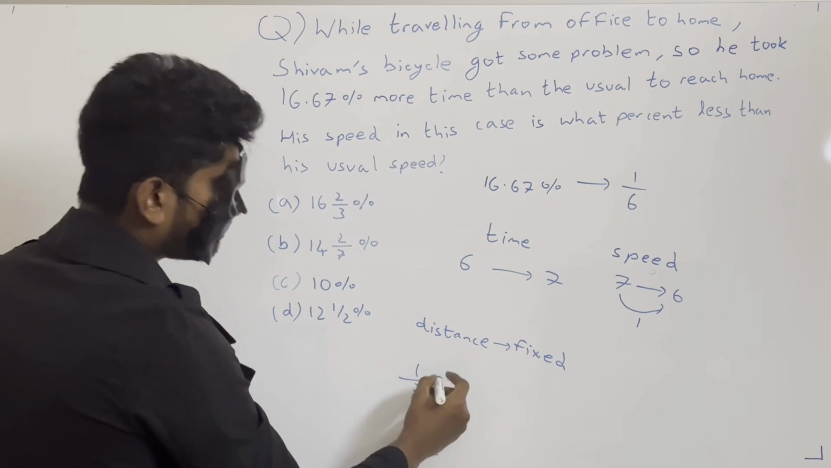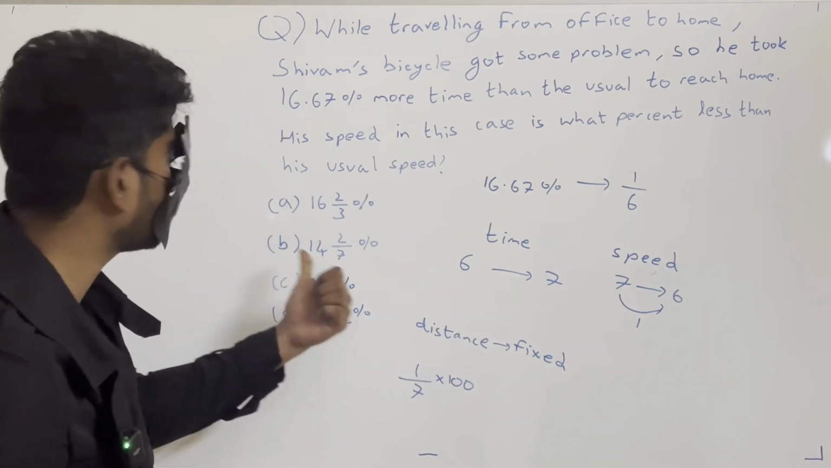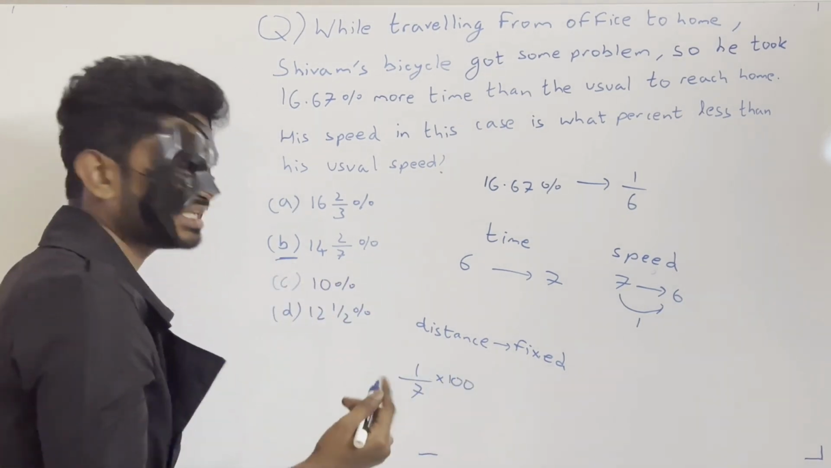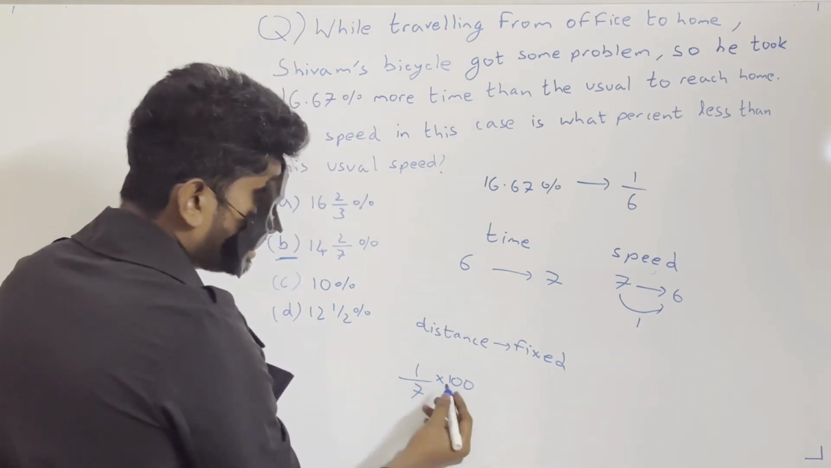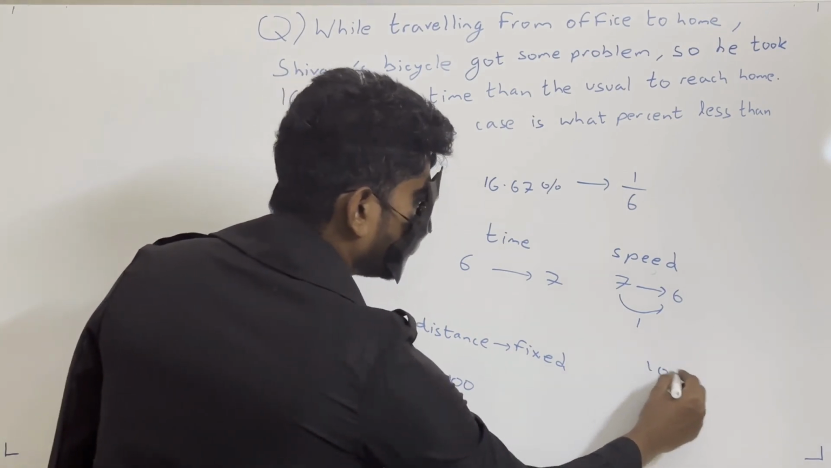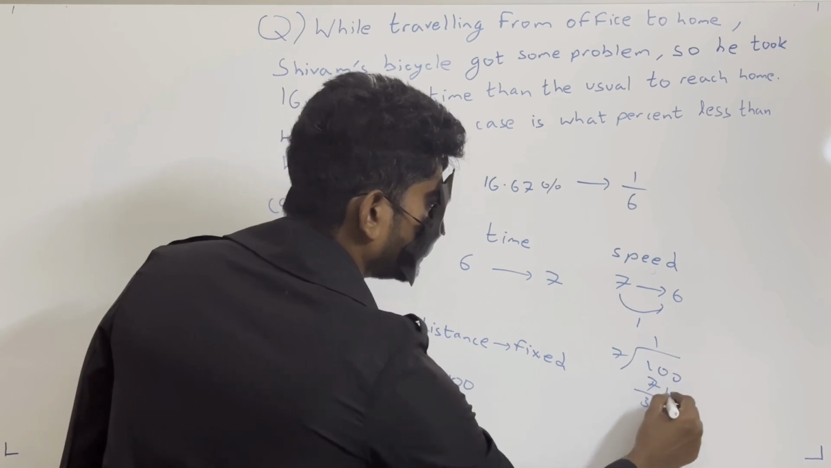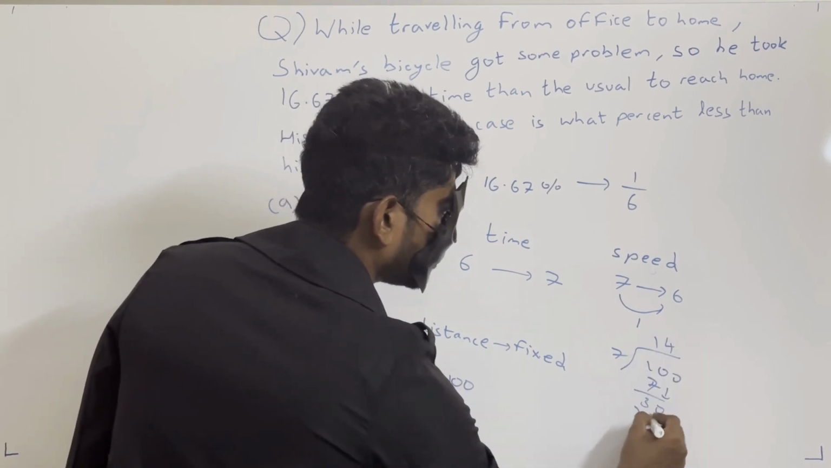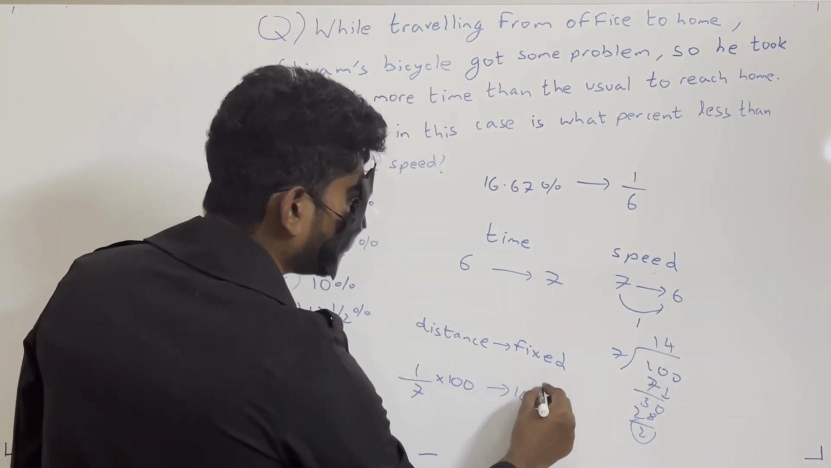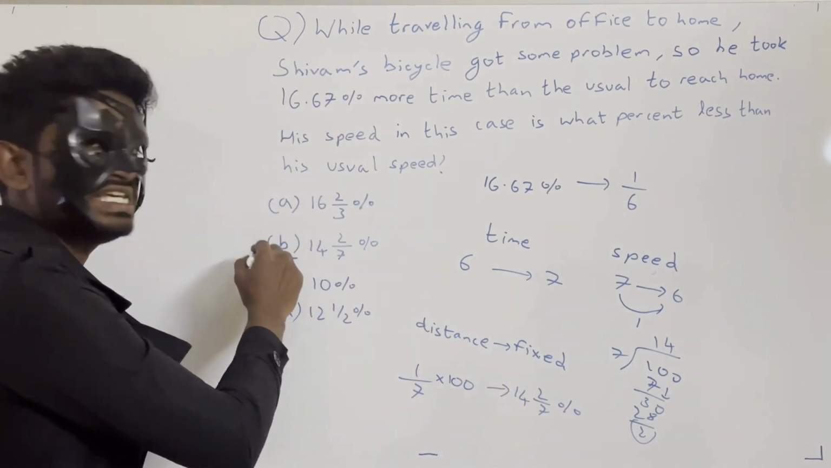So out of 100, what will this be? 1/7 into 100. So generally people will memorize these values. It will be equal to 14 2/7. Or suppose in case you forget, it will be equal to 100/7. So just divide it. 7 ones are 7, 30, 7 fours are 28, 2 will be the remainder. So 14 2/7. This will be equivalent to 14 2/7 percentage. So option B is right.